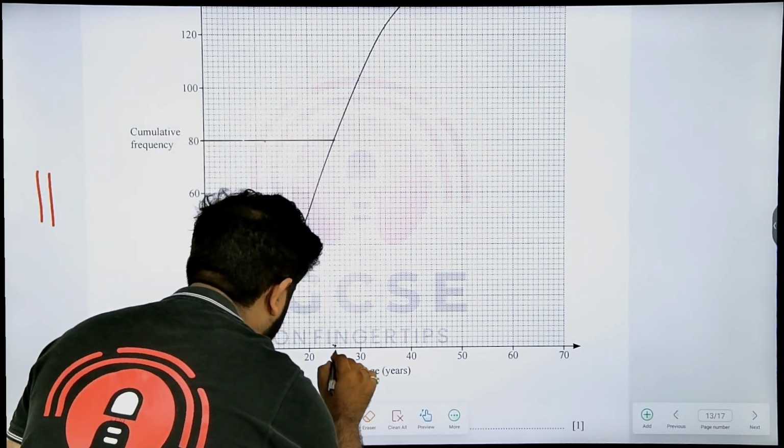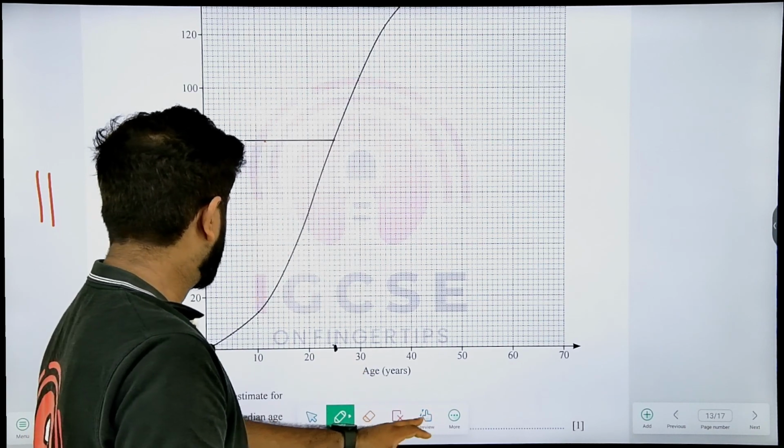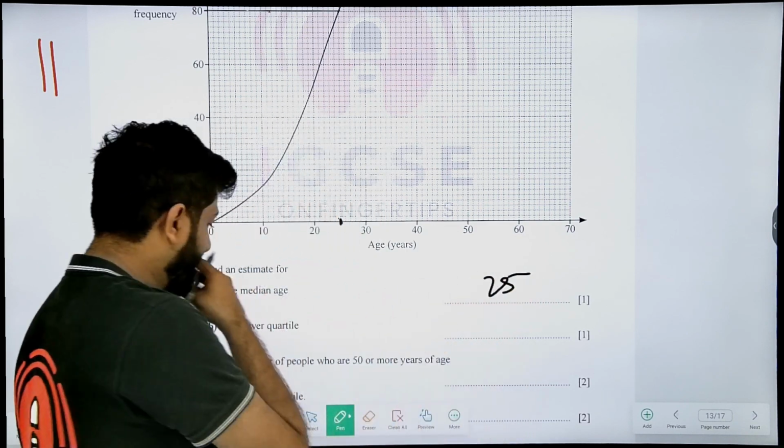So this is my y. I know this is 21, 22, 23, 24, 25. So the median age is 25. Again, find the lower quartile.